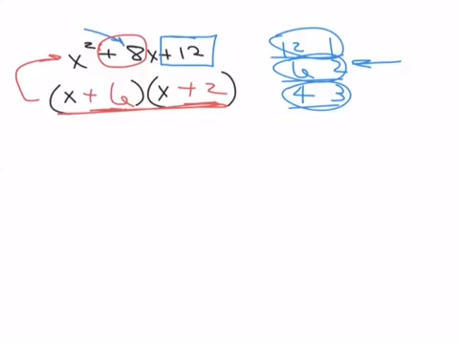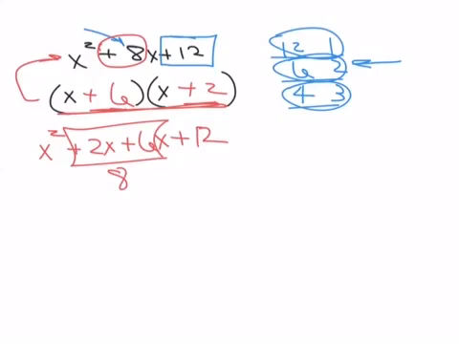Okay, so let's do the FOIL method. First would be x times x. Outside would be 2 times x. Inside would be 6 times x. And last would be 6 times 2. Add those 2 together, I get my 8x. So there I go. I get that same answer back. So that's what we're doing.